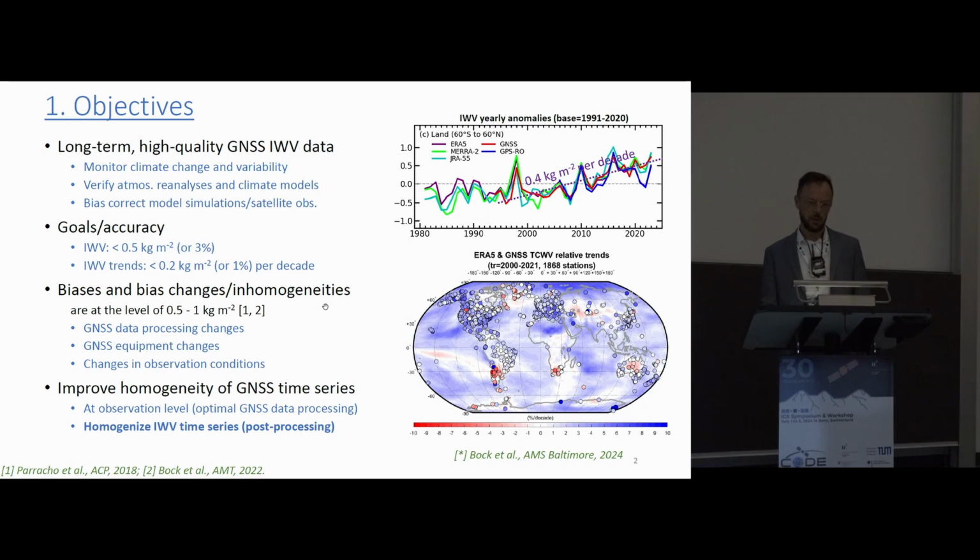So the accuracy goals we're looking for are about 0.5 kilograms per square meter in absolute value for IWV, and for the trends more about 0.2 kilograms per square meter per decade, or 1% per decade. There are biases and bias changes which cause inhomogeneities in the GNSS series, at the level of 0.5 to 1 kilogram per square meter. So this is really the main issue. They are due to changes in the processing, in the equipment, and changes in observation conditions.